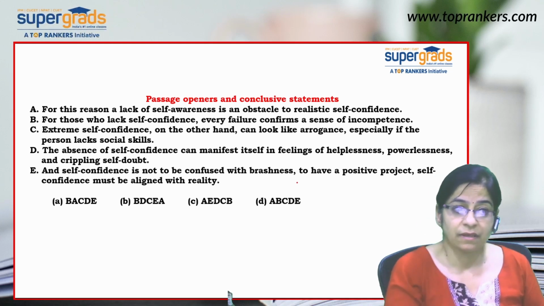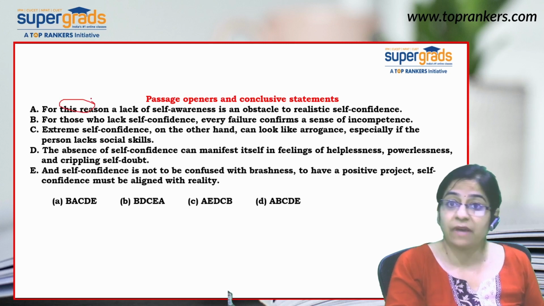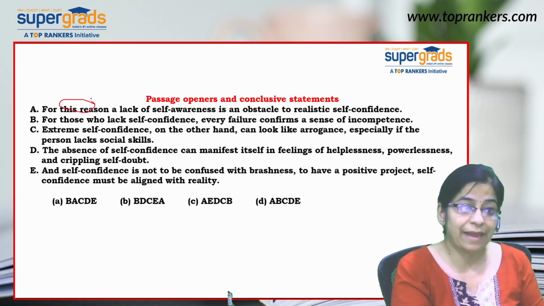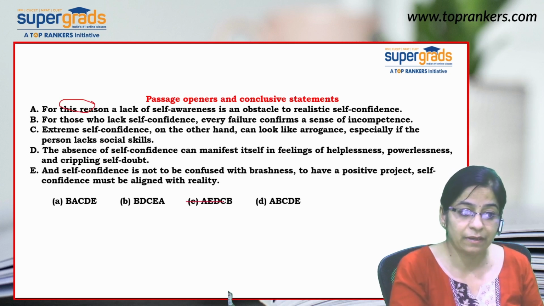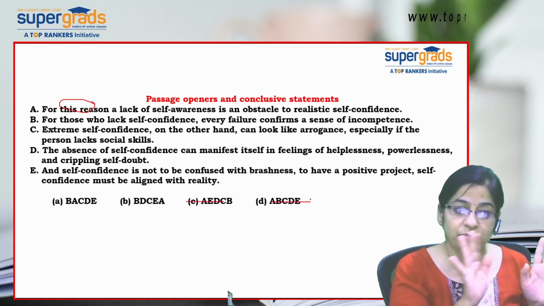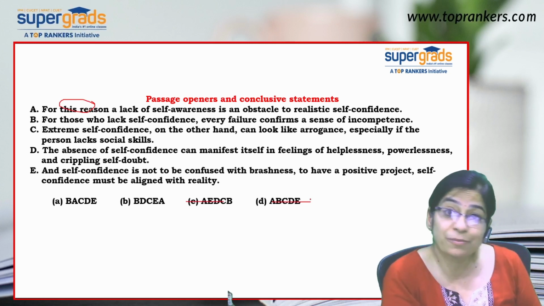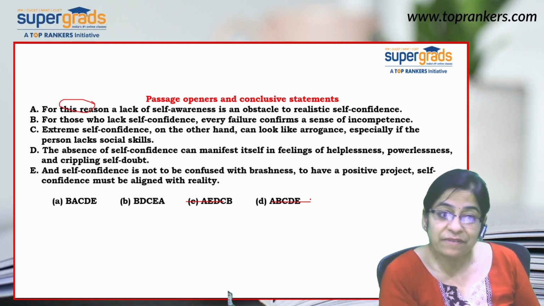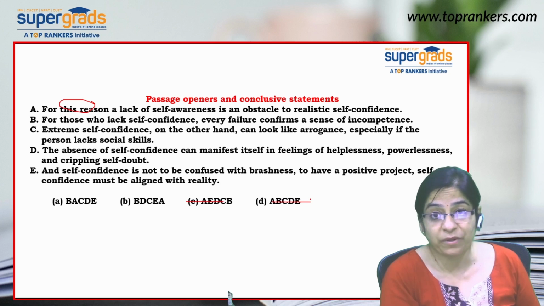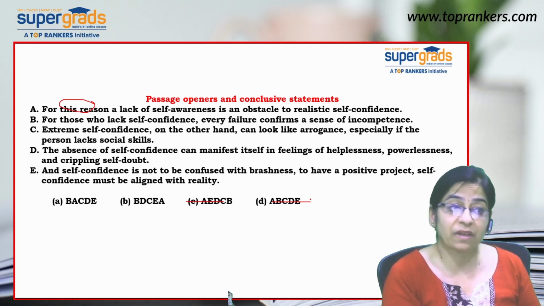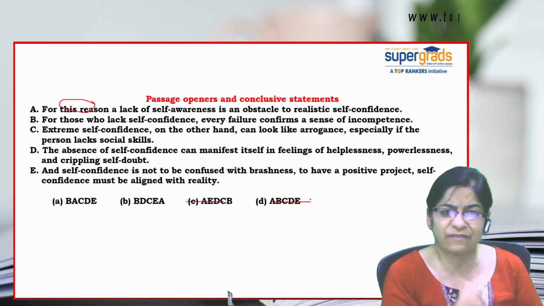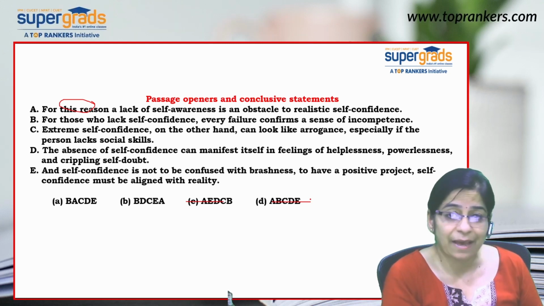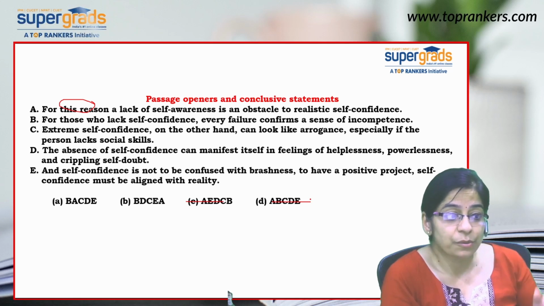For this reason. Well, what reason? I don't know what reason. So I know that A will not be a passage opener. So, okay, the passage opener is probably sentence B. See, for those who lack self-confidence, every failure confirms a sense of incompetence. Well, looks good. So anybody who lacks self-confidence, every time this person fails, he'll feel, oh, I'm incompetent. I'm nothing. I'm worthless. So B is a good start.